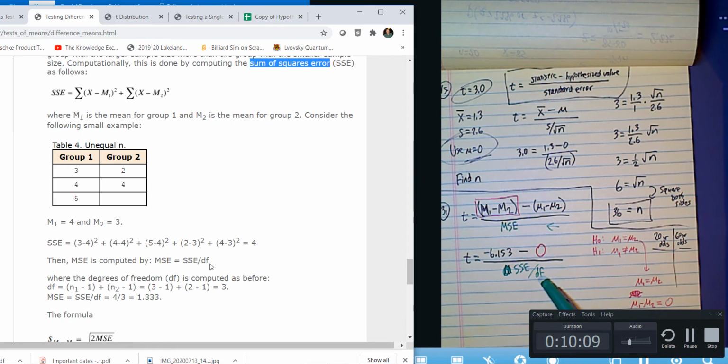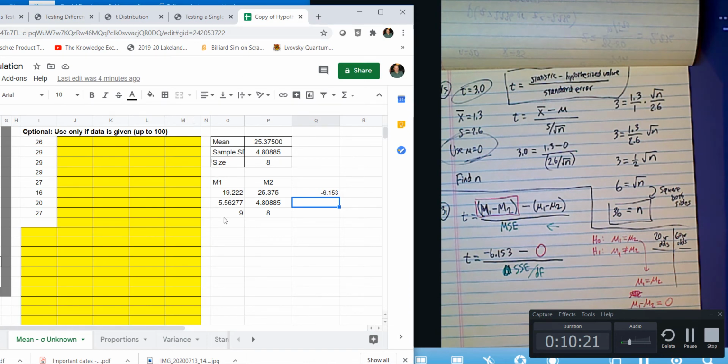Degrees of freedom actually isn't too bad. It says the degrees of freedom is n1 minus 1 plus n2 minus 1. So if you go back and look at our data, in our example, we had 9 minus 1 plus 8 minus 1. So that's 8 plus 7, that's 15. So we're going to be dividing SSE by 15. I have a little bit of work to do to figure out what SSE is.